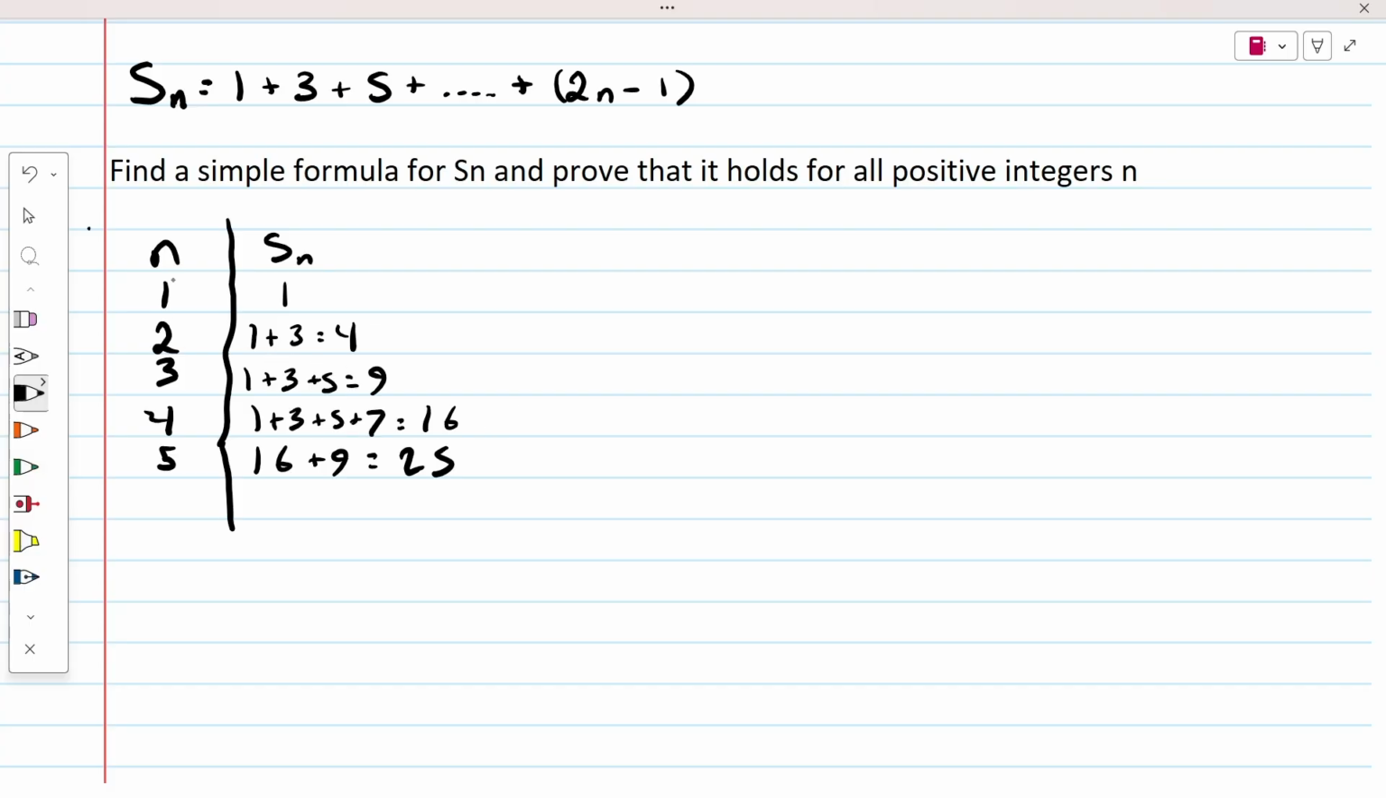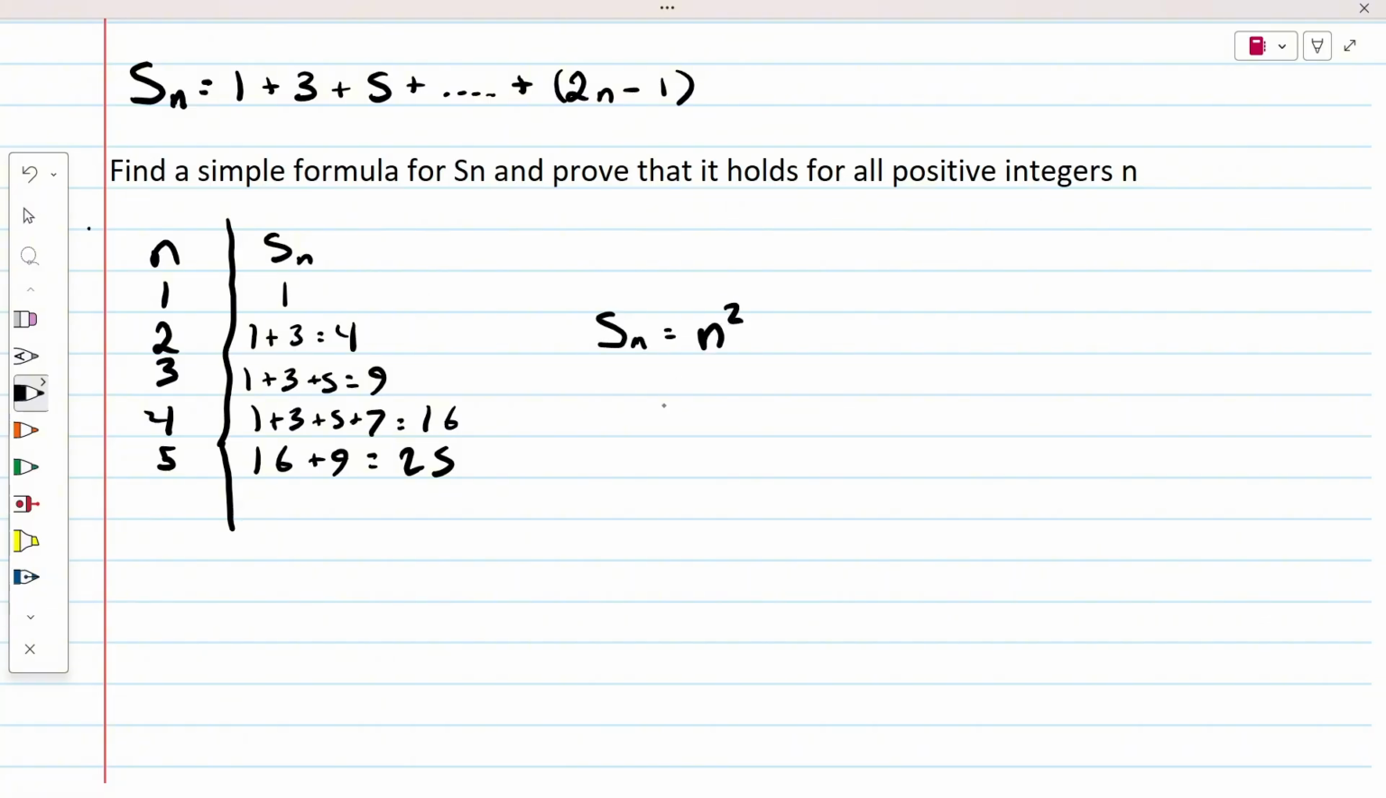We have, when n is 1, S of n is 1. When it's 2, it's 4. When it's 3, it's 9. When it's 4, it's 16. So we see that whatever we have for n, S of n is equal to n squared. So we can say that we think S of n equals n squared.